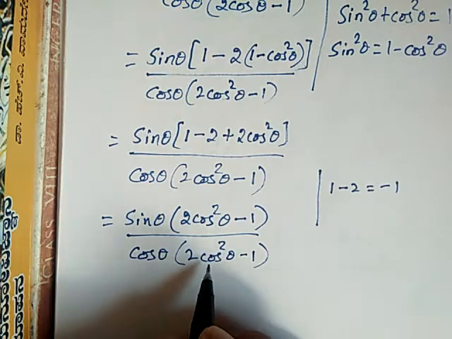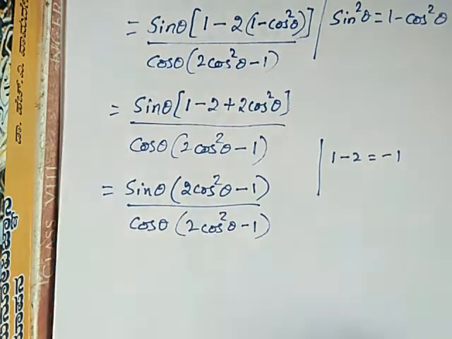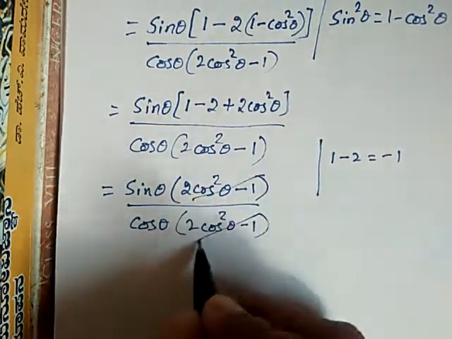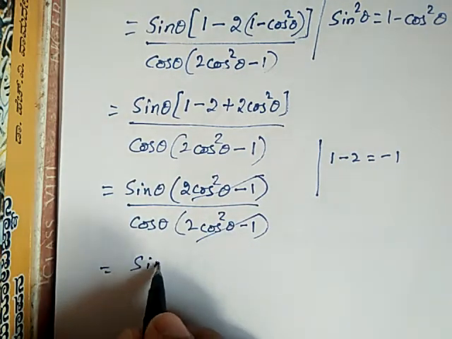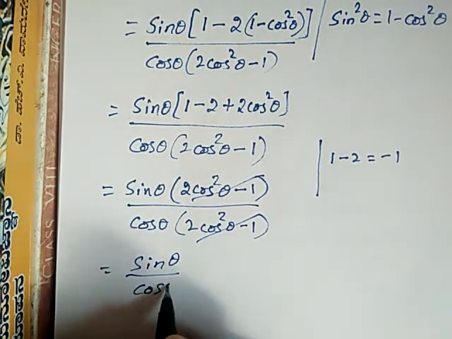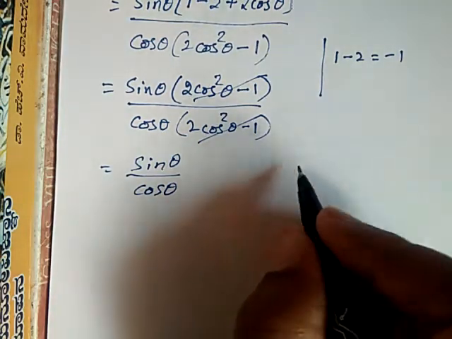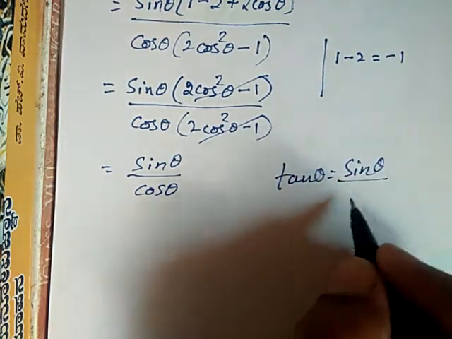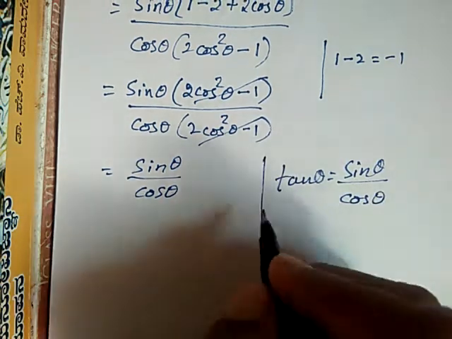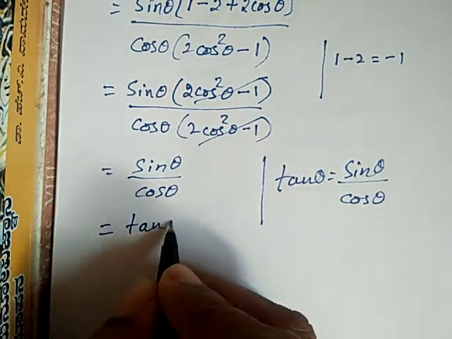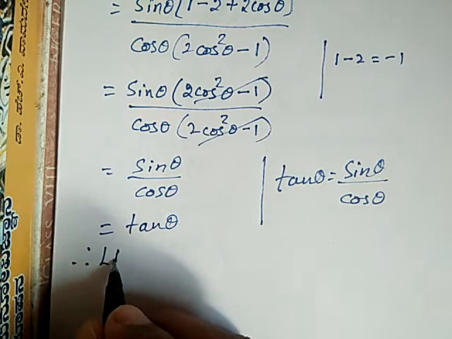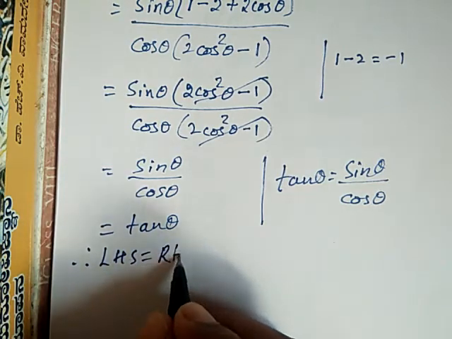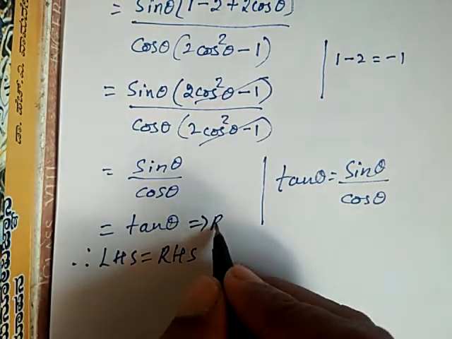See here, 2 cos square theta minus 1 and 2 cos square theta minus 1 get cancelled, so what remains is sin theta by cos theta. We know the formula, tan theta is equal to what? Sin theta by cos theta. So you can write this as tan theta. Therefore LHS is equal to RHS, which implies it is RHS.